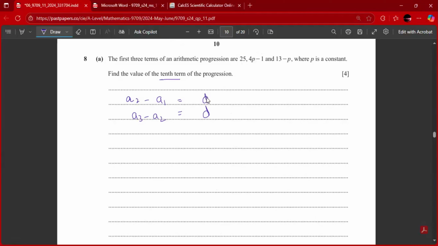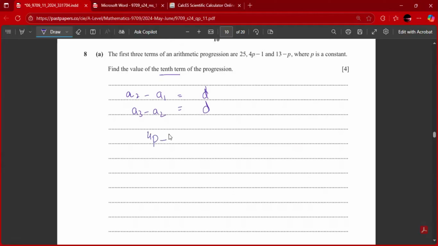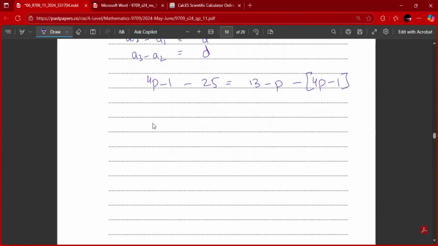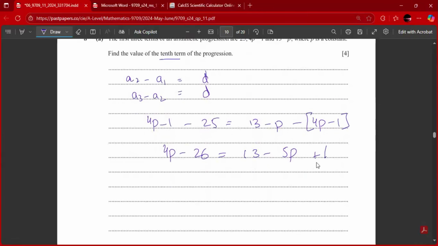This is a common difference. So that means if I do 4p minus 1 minus 25, it should be equal to 13 minus p minus the previous term, because the common difference is the same. This is a 4 marks question. Simplification: 4p minus 26 is equal to 13 minus p. Let's just skip the shortcuts and do it correctly.